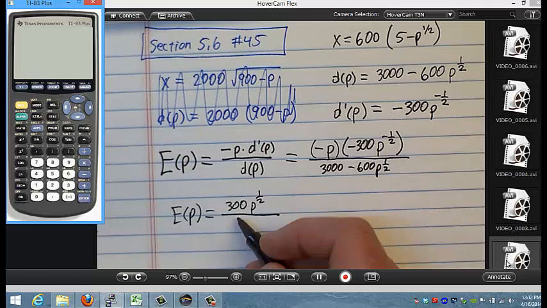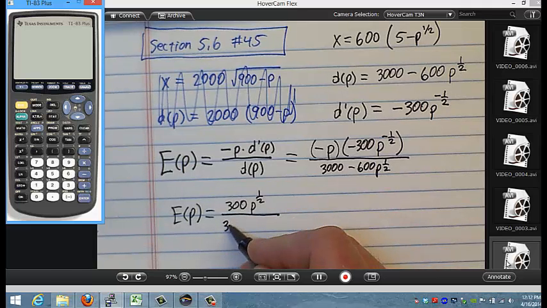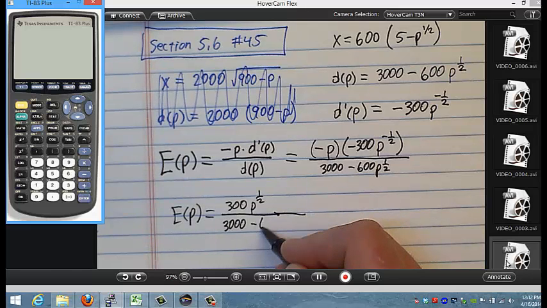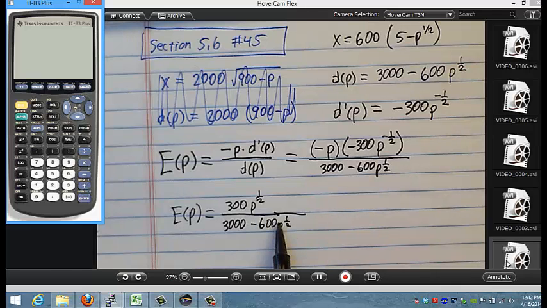All over 3,000 minus 600 p to the 1/2. Can I cancel the p to the 1/2? No, no, no. Why? This minus sign right here is the reason I can't. You can only cancel if it's a common factor.